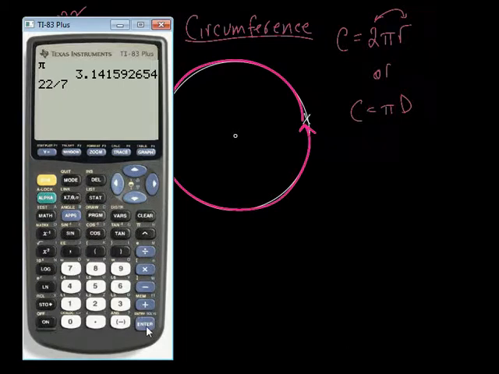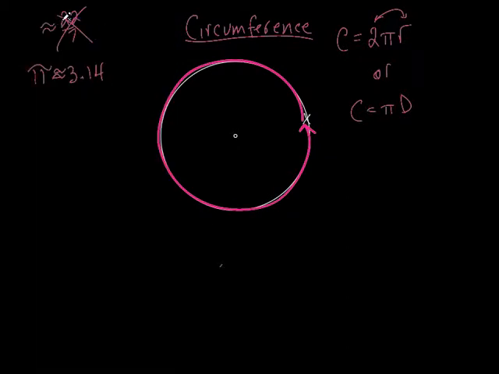22 over 7. It's not the same thing, is it? It's 3.14, but then it changes right after that. So is 22 over 7 exactly the same thing as pi? No, it's a close approximation, isn't it? So it's a fraction that's very close to what pi is, but it's not exactly pi. So we don't use 22/7. We'll just use either the pi button on the calculator or just 3.14.